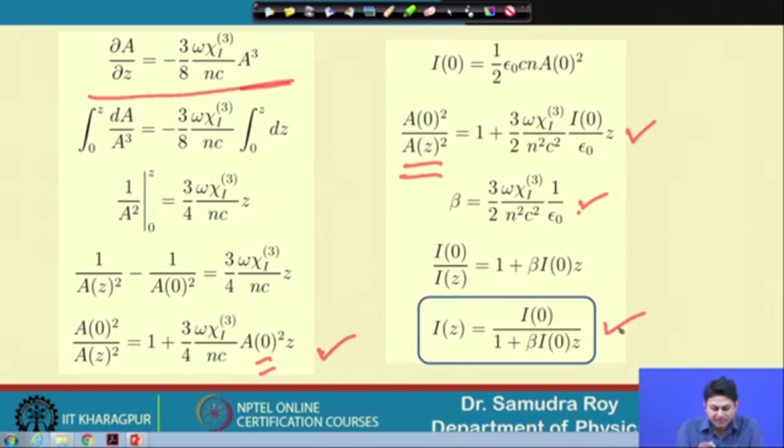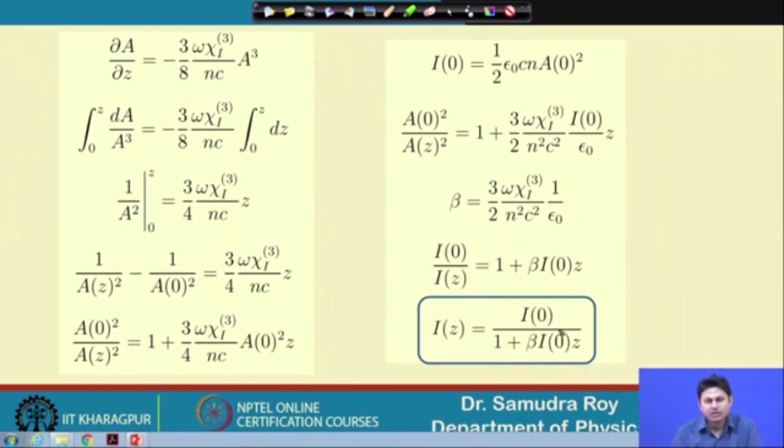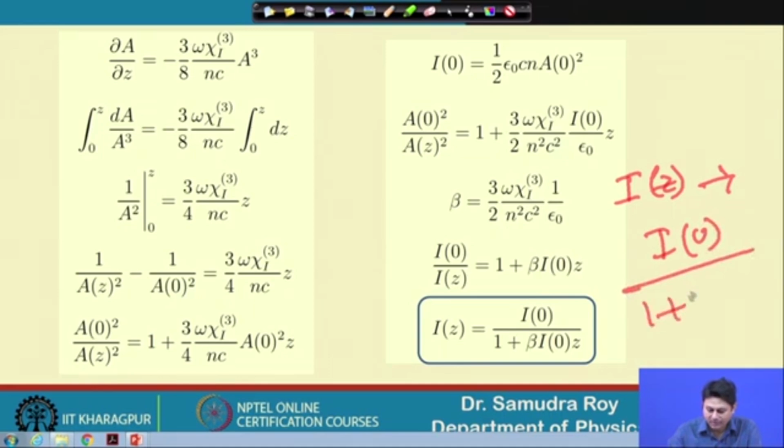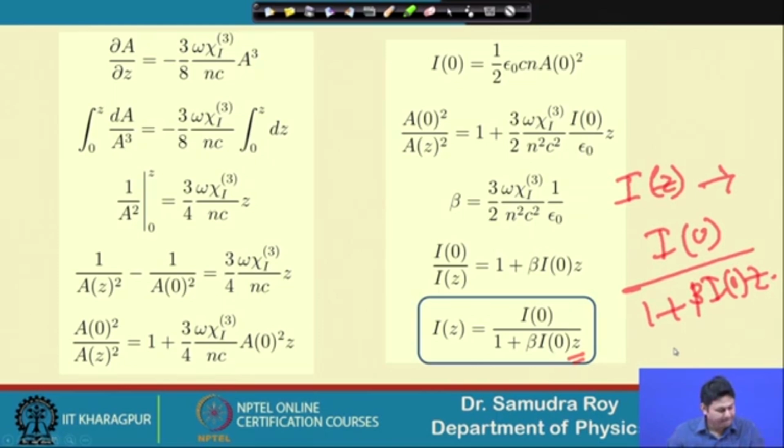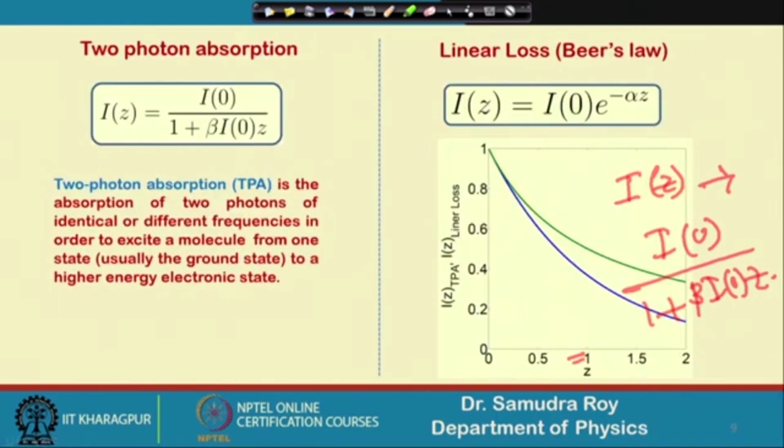If we look carefully, this expression suggests that due to the presence of the imaginary third order susceptibility term, which is inside the beta, the intensity is going to change and it will decay. So, I(z) is decaying like I0 divided by 1 plus beta I0 z. If I increase z, the denominator will increase and you will find the intensity will decrease. So, for two photon absorption we find this expression. Two photon absorption is the absorption of two photons of identical or different frequencies in order to excite the molecule from one state to a higher energy electronic state. In that case the intensity is changing and the change follows this rule.